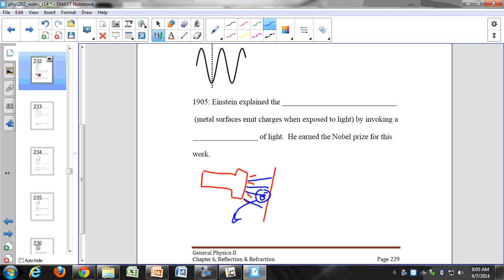But it was a pretty big deal, and actually that's why Einstein earned the Nobel Prize, not for his work in relativity, but because of his work on the photoelectric effect. He didn't discover the photoelectric effect, by the way. It had been known before, but he described why it occurs the way that it occurs.